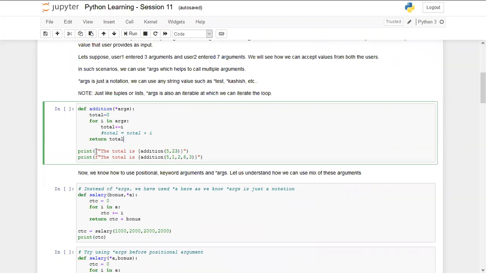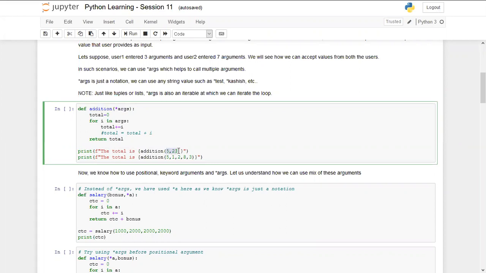And then we are calling this function by using a print statement and f string, and we are writing the total is, this addition function is called, and you can see that we are passing multiple values for it. So star args means we can take multiple positional arguments. I'm stressing on this word positional arguments because star args cannot take keyword arguments.